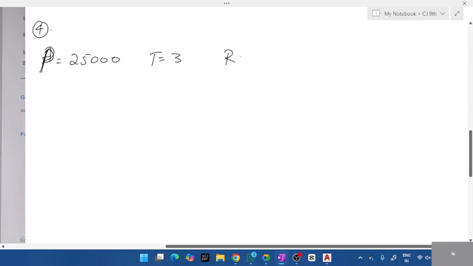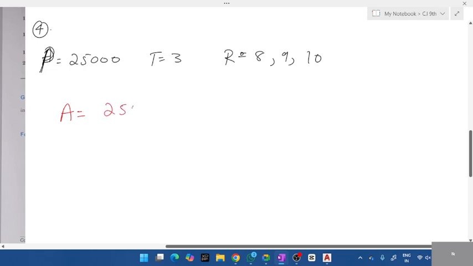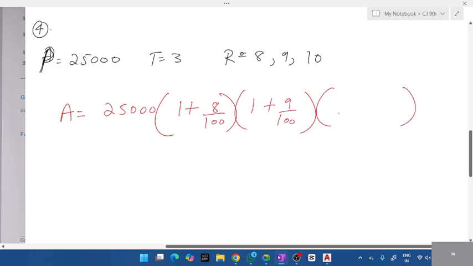Okay, tell me, student, not the time period, the rate. What was the rate given? 8%, 9 and 10. So different rate percents are given. How do you solve if different rates are given? 25,000 into 1 plus, for the first year what do you take? 8 divided by 100, into, for the second one, 1 plus 9 divided by 100. Next one.